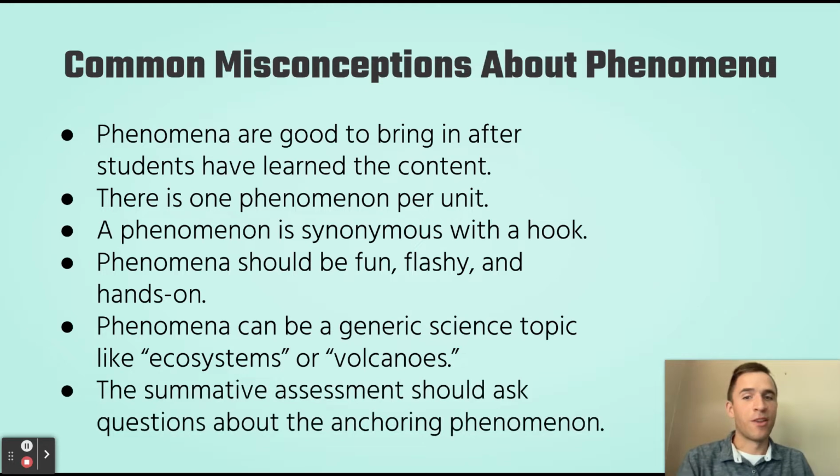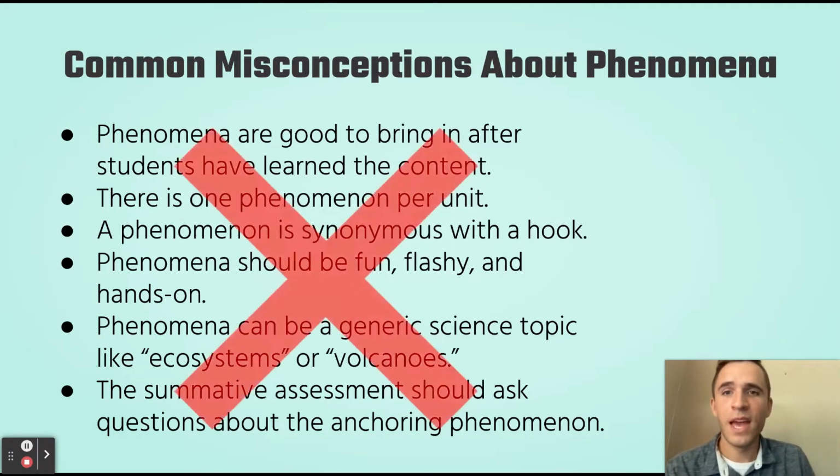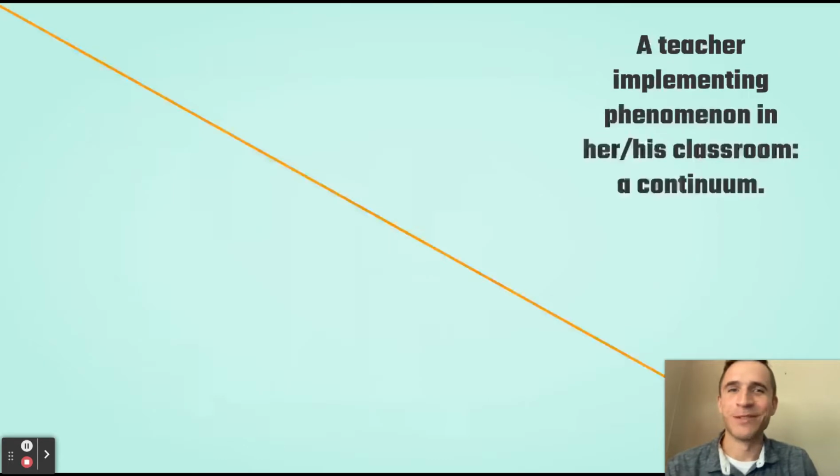And lastly, another misconception is that the summative assessment should ask questions about the anchoring phenomenon. We already addressed that, right? The summative assessment should be a novel phenomenon, a phenomenon that students have not yet grappled with, which is why a good summative assessment for one teacher might not be a good summative assessment for another teacher, if within that assessment there's a phenomenon that the other teacher has already worked on with students throughout the unit, right? It should be a novel phenomenon to show that transfer of understanding. So, an X on those misconceptions.